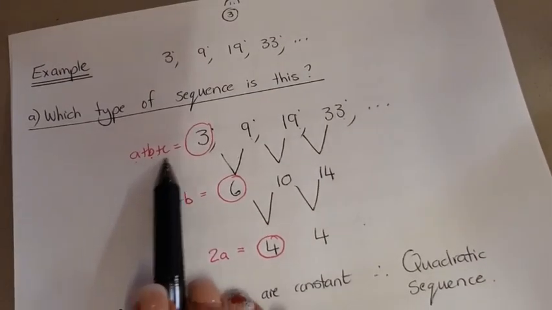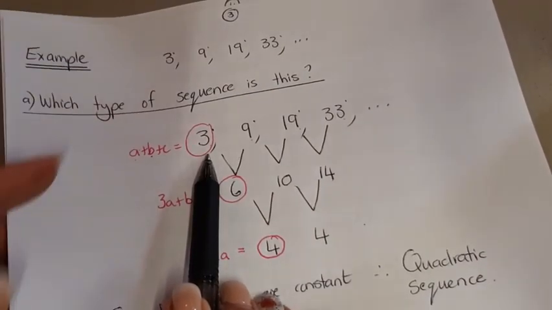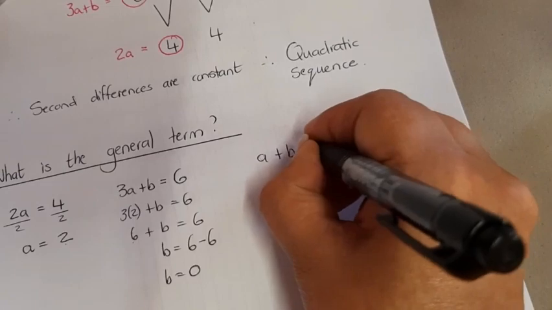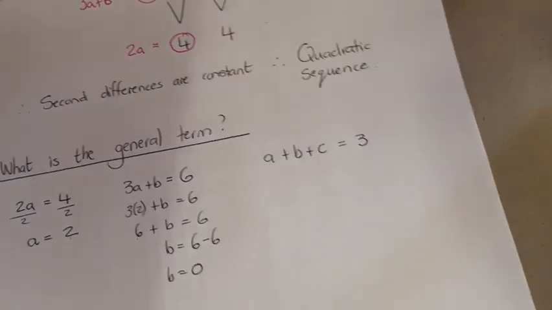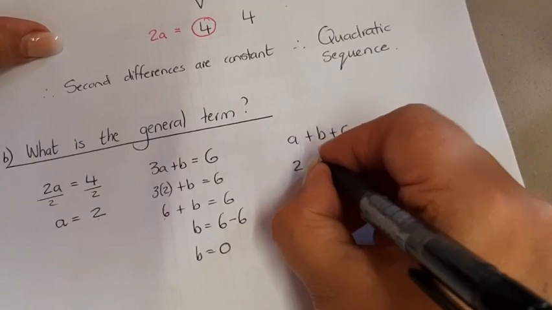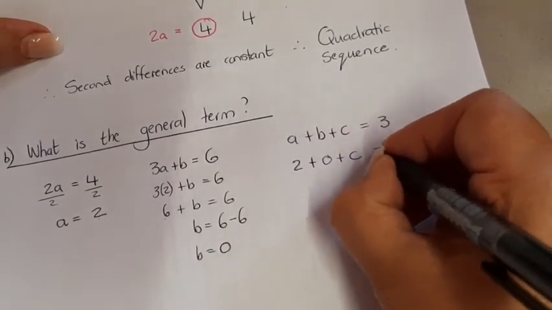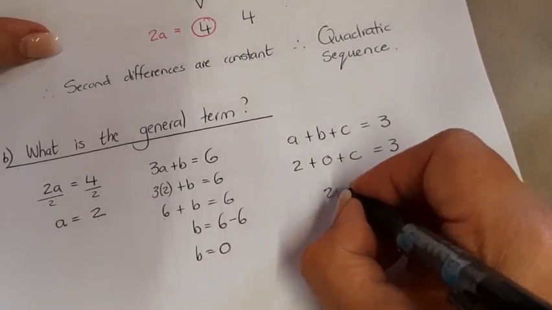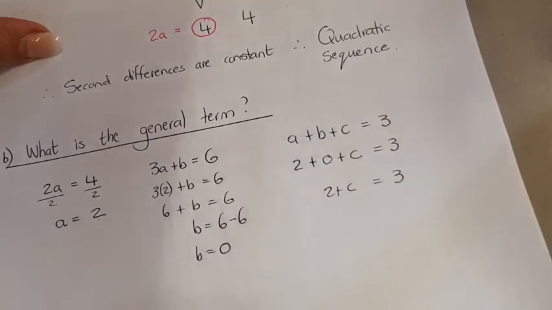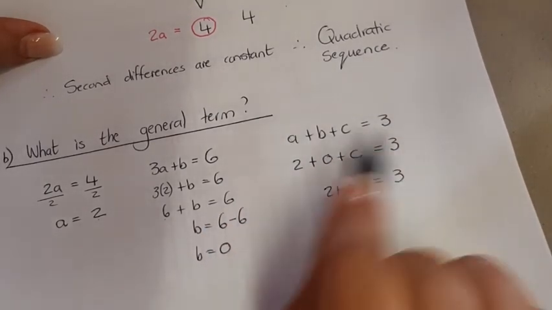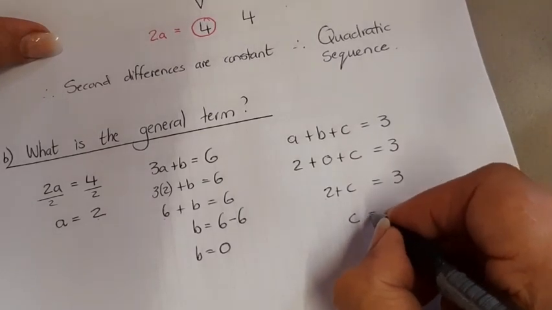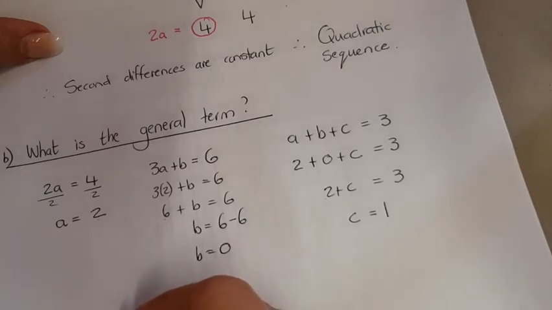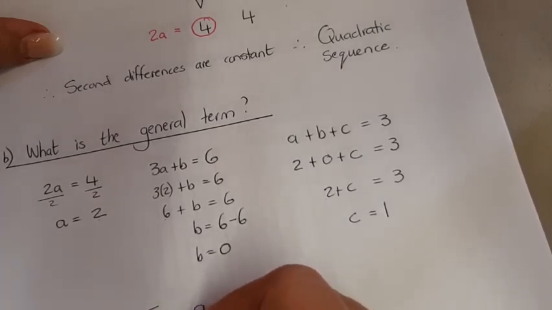Now we use the last formula. a plus b plus c equals 3. We substitute the a with 2, the b with 0, and we work out c. 2 plus 0 is 2, so 2 plus c equals 3. We take the 2 over the equal sign, it becomes minus 2. So c equals 3 minus 2, which is 1. And therefore we can now determine our general term.